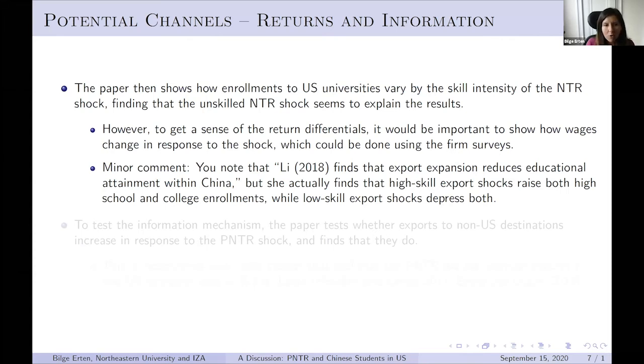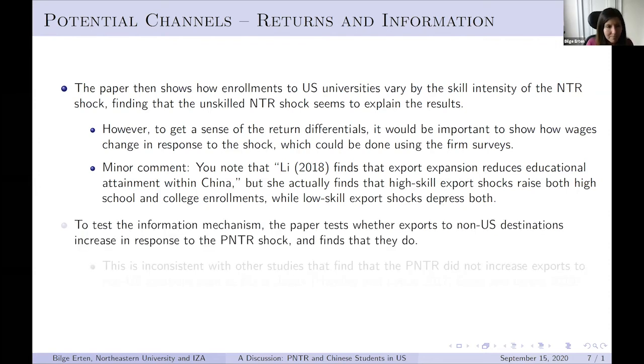And the minor comments, looking at the previous literature, you cite the Lee paper and you say that she finds export expansion reduces education attainment within China. But actually, if you look at her paper, she finds that high skill export shocks raise both high school and college enrollments, and low skill export shocks depress both. So it's a much more nuanced story that she finds in that paper.